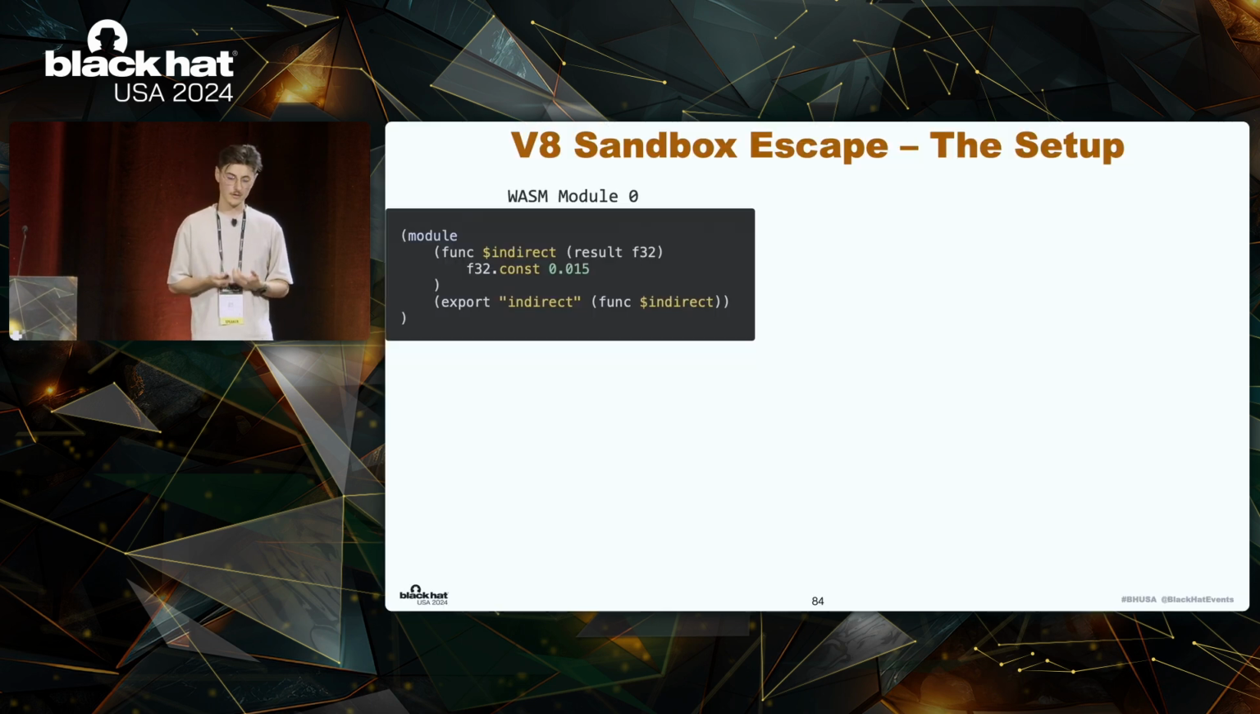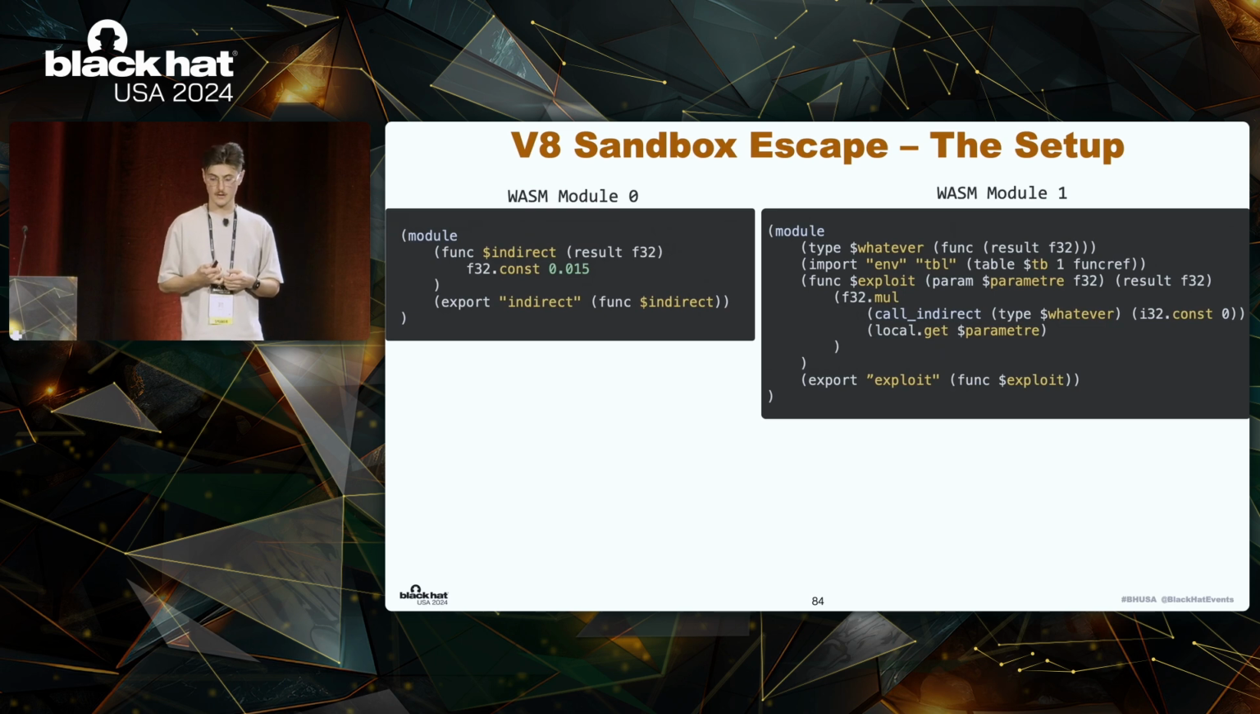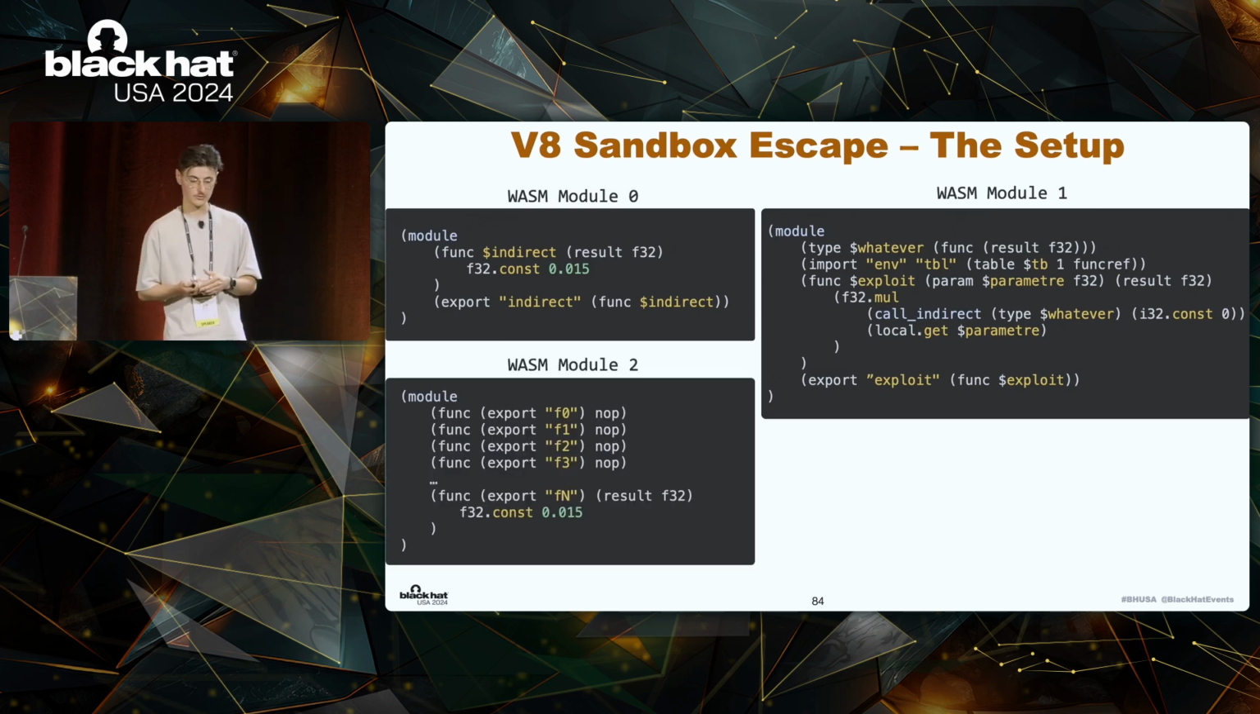For the escape, we have a setup to do. First, we need to create 3 modules. The first module is just declaring a function that will be called indirectly. It doesn't really matter what it does. Module 1 is importing a WebAssembly table and calling indirectly the function that is from module 0. Apart from that it doesn't really matter what it does. And the last module, module 2, is defining a large number of functions. It does that because the last function, which will have an index n, will be used to compute the call target. So it needs to be pretty large.